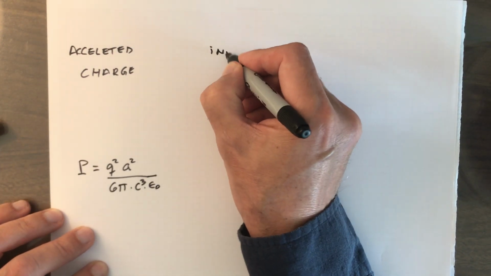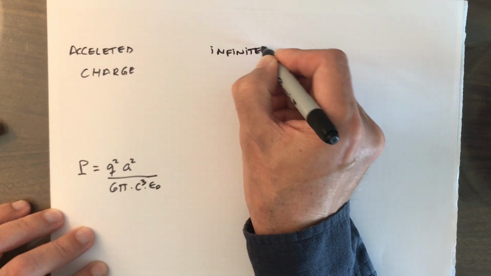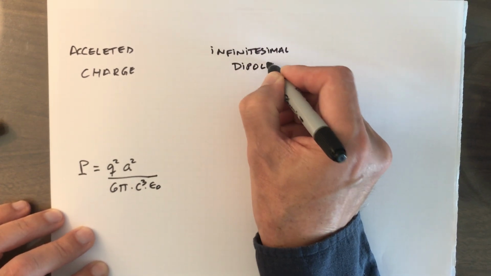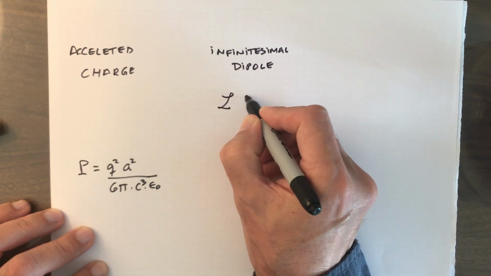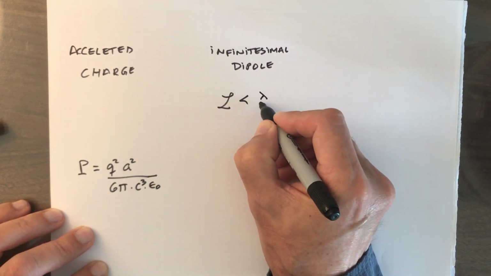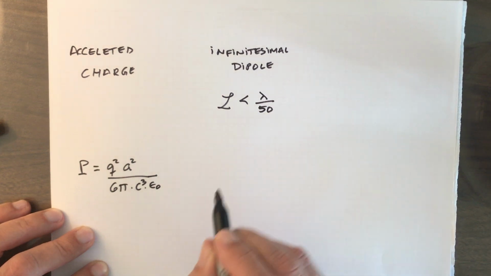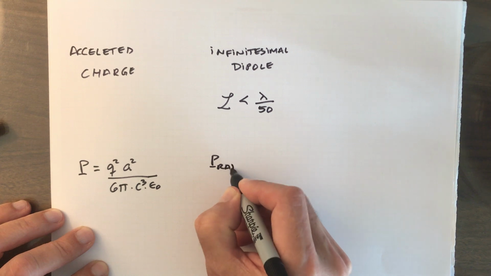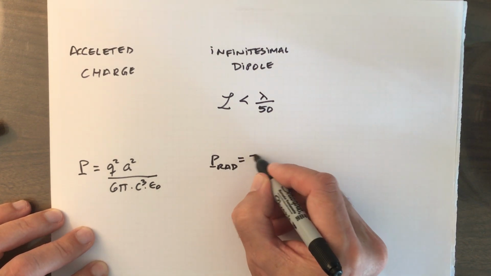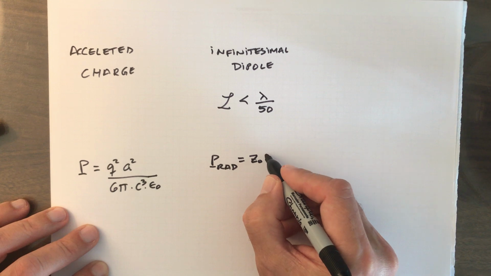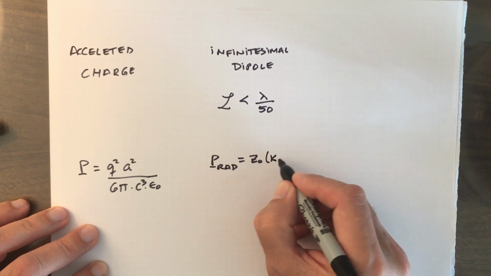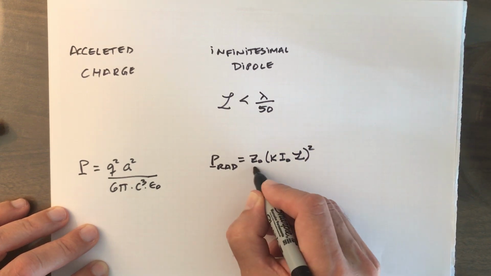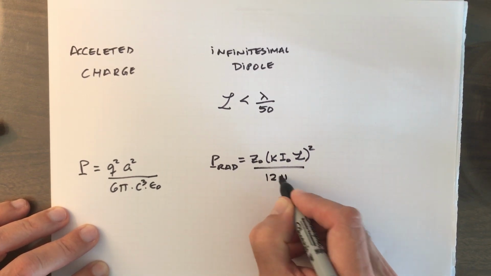Then we went on to the infinitesimal dipole, and we note in passing that the length of our antenna must be 1/50th of the wavelength of interest for this infinitesimal dipole analysis to apply. The radiation power for the infinitesimal dipole was seen to be Z naught, which is the characteristic impedance of vacuum, times the wave number, times the maximum current, times the length of our antenna, quantity squared, divided by 12 pi.